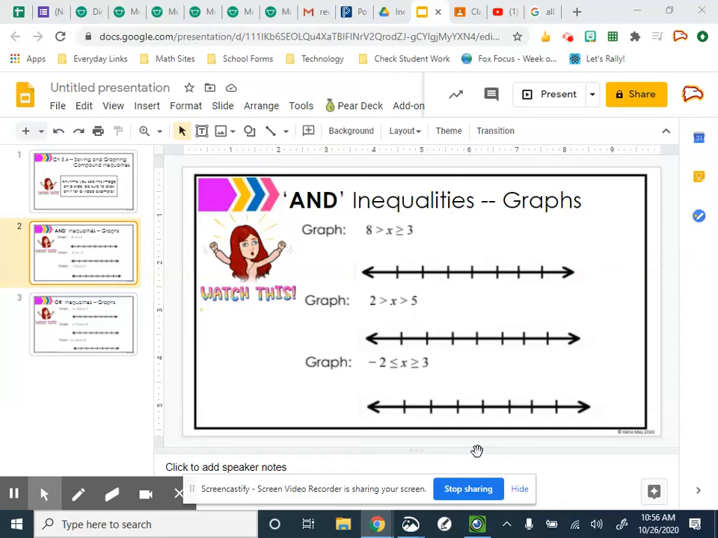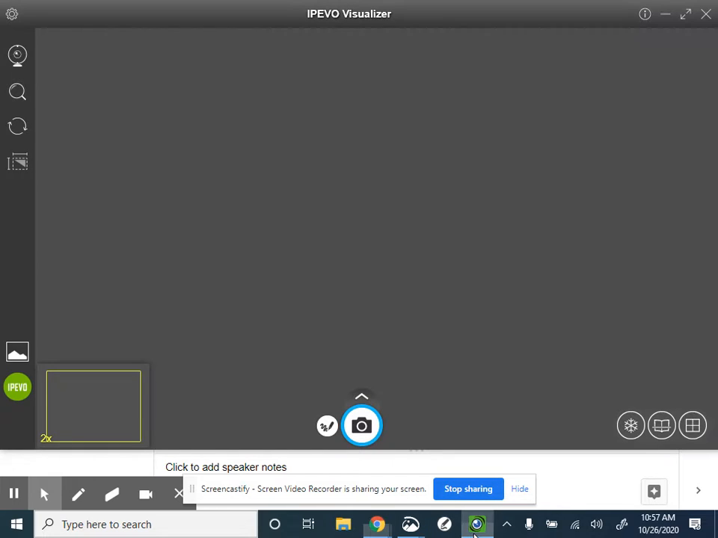All right, we're going to look at a bunch of different types of graphs whenever you have your "and" inequalities. So there's different conditions and different things that are going to happen. I suggest writing these down. So we're going to look at the first one.